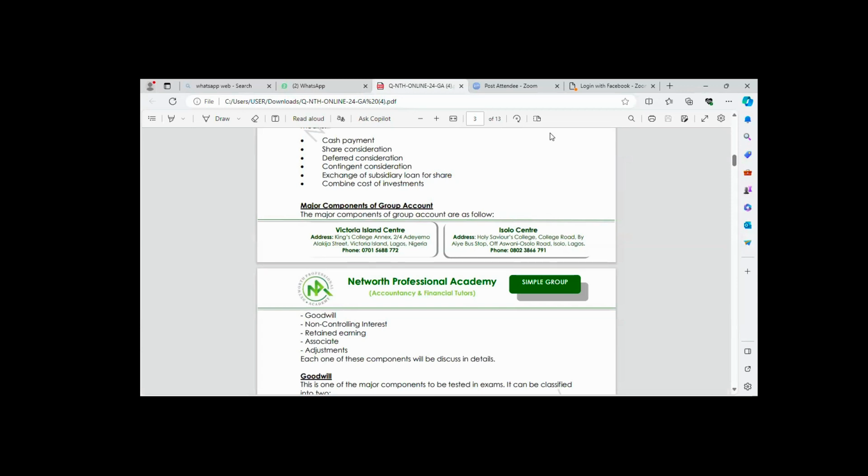Is there anybody who wants to try? Good evening, sir. Good evening, ma'am. For goodwill, I think we will have to get the purchase consideration, then the NCI, then less the net assets acquired. I don't know if I'm correct. You are not. It means a line.